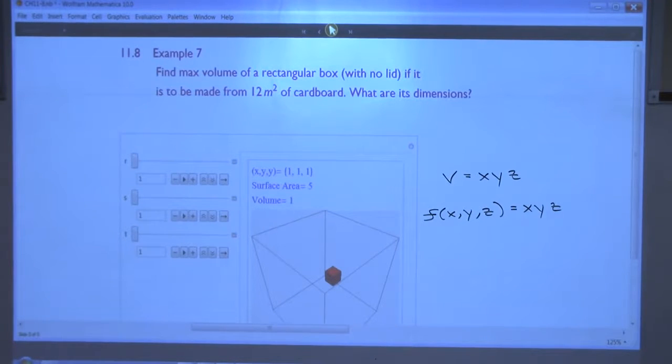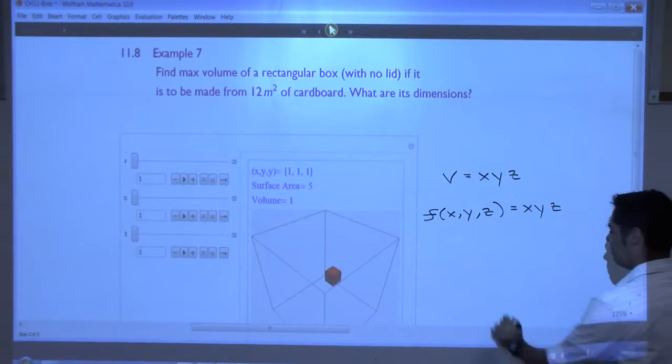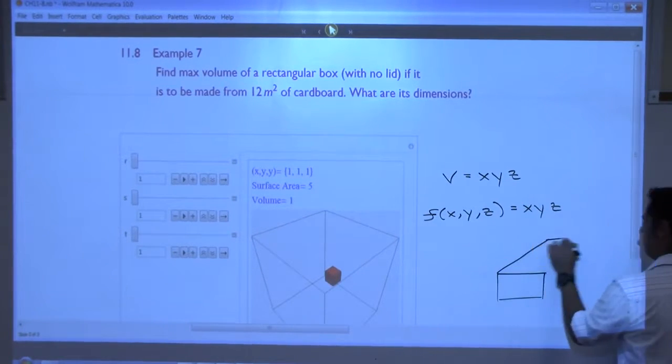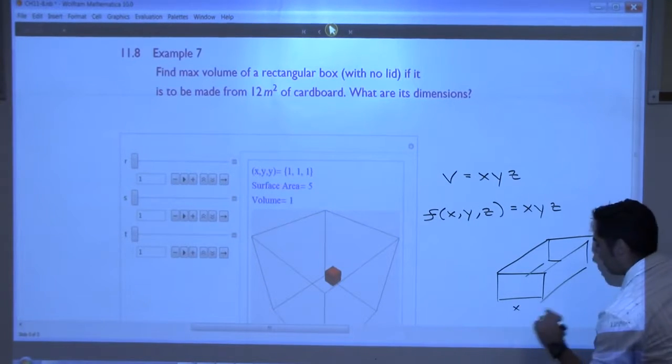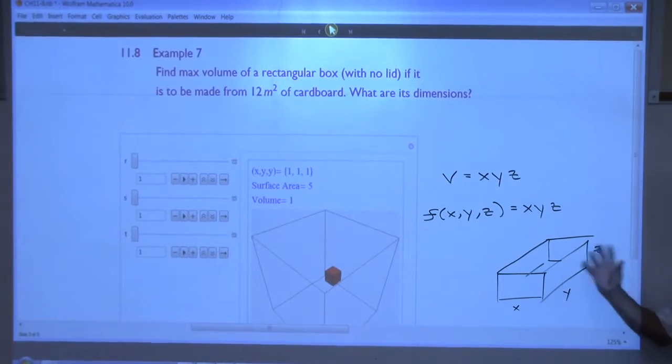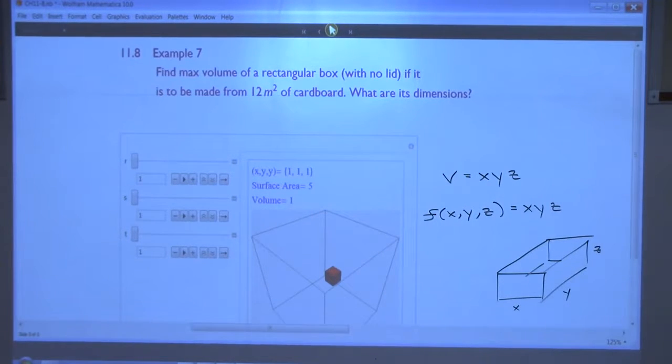Okay. Constraint. All right, so let's talk about the constraint. This box has no lid. There's your box. It has no lid on it, right? So you can put your hand in there. But it has a bottom to it. We know the volume. If we call this x and call this y and call that z, we know the volume is xyz. But it has to be made from 12 square meters of cardboard. That means the total surface area of this has to be 12, right? That's a constraint, isn't it?